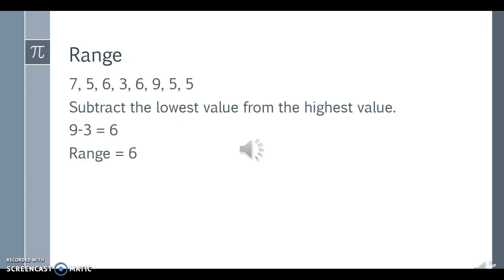The range is very simple to calculate. We simply look at our values on the variable that we're measuring. We subtract the lowest value from the highest value. So using the same values, our highest value is 9, and our lowest value is 3. So we subtract 3 from 9, and it gives us the range of 6.